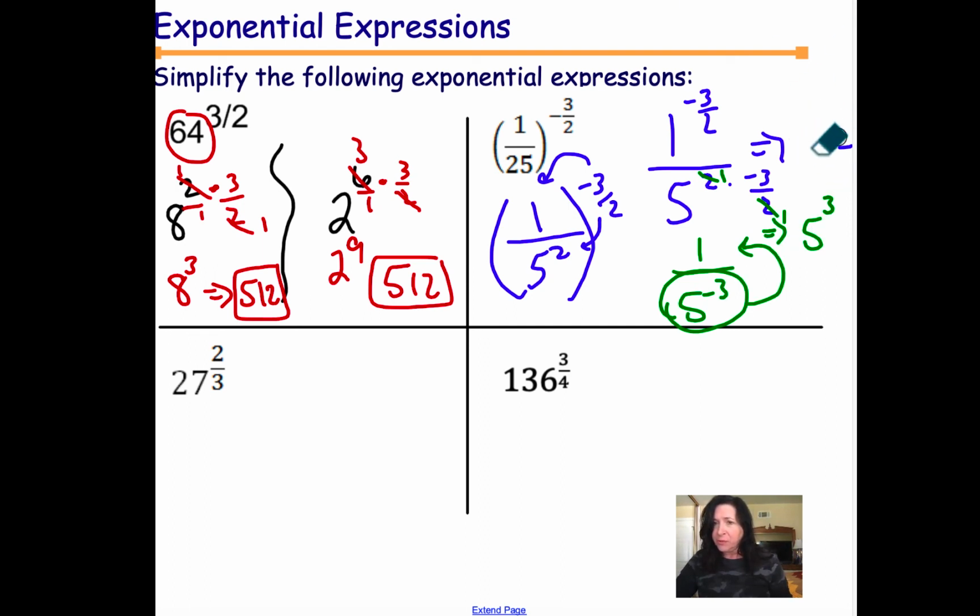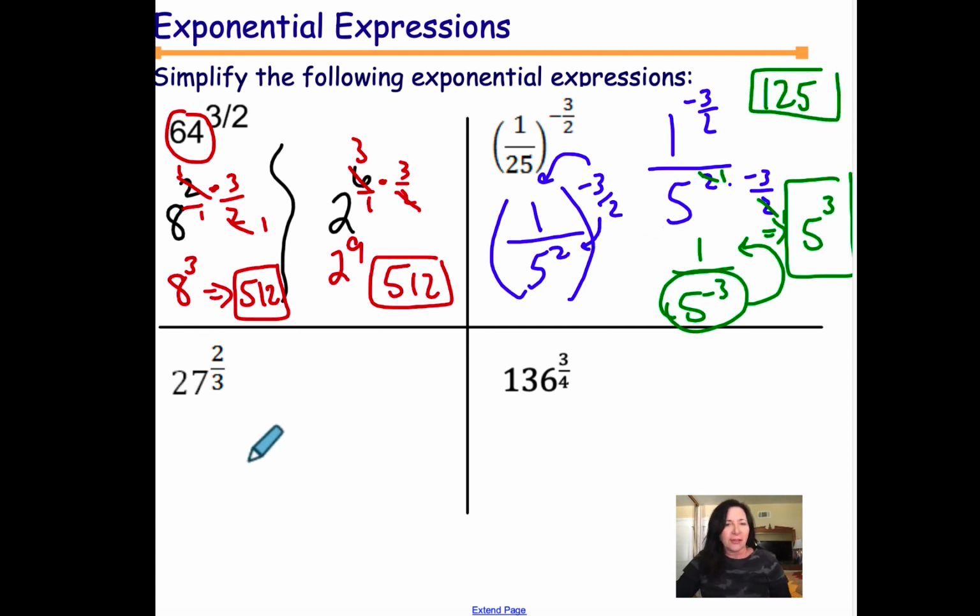And I know I was going somewhere with this, and then I went down instead of over. So this is now 5 to the 3rd power, and 5 to the 3rd power is 5 times 5, which is 25. 25 times 5 is 125. So this answer would be 125.